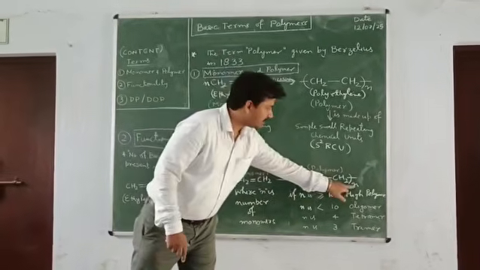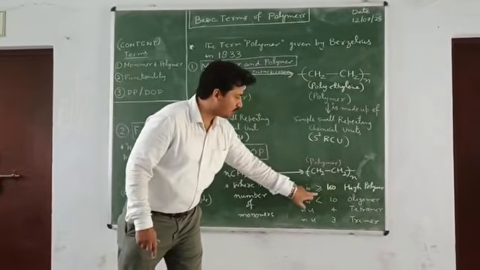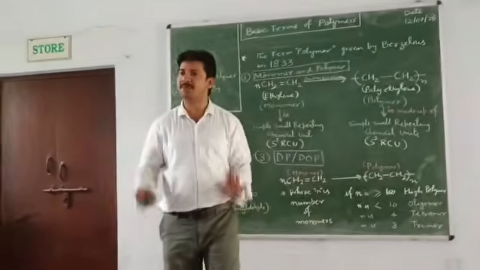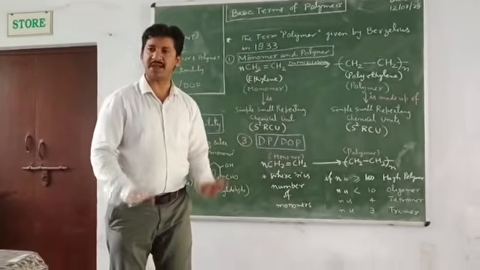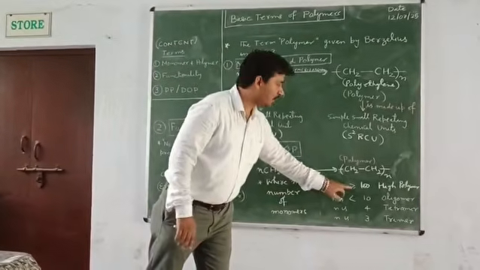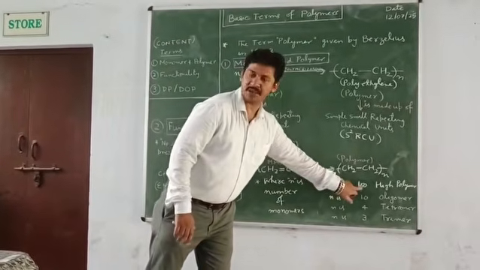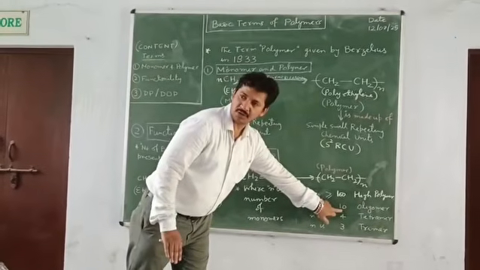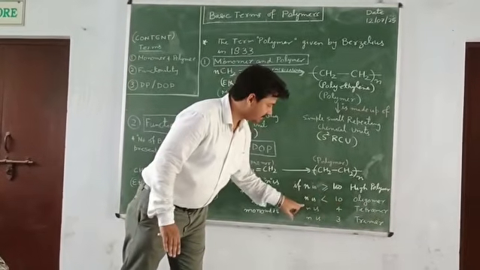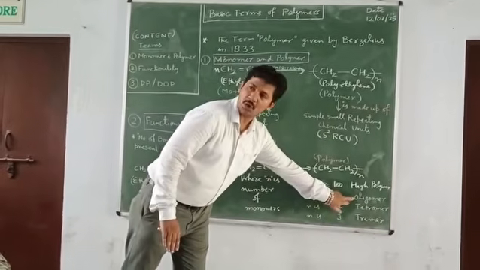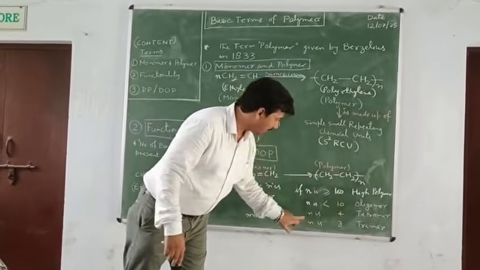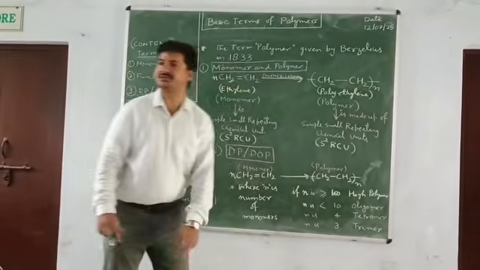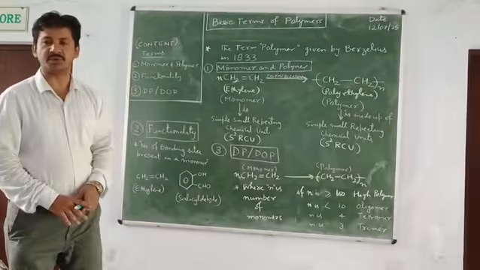When this n number is equal to 100 or more, this polymer is known as a high polymer. Means the main polymers, the high polymers, should contain at least 100 monomers. And any molecule which has fewer than 10 monomers is called an oligomer. These are small polymers. When there are 4 units it is a tetramer, and when there are 3 units, it is known as a trimer.